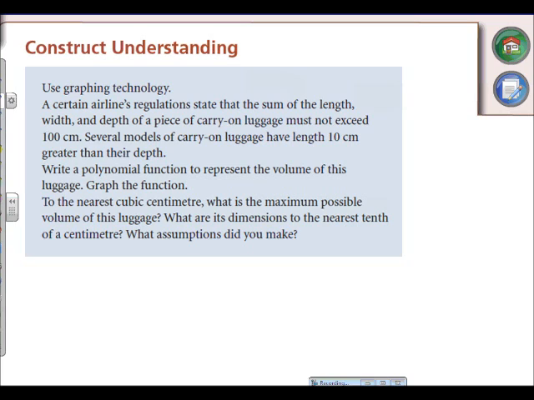Using graphing technology, a certain airline's regulations state that the sum of the length, width, and depth of a piece of carry-on luggage cannot exceed 100 centimeters. Several models of carry-on luggage have lengths of 10 centimeters greater than their depths. So the length is 10 centimeters greater than their depth. So I'm going to let L equal length, D equal depth. And as soon as you start using variables, you've got to say what they are.